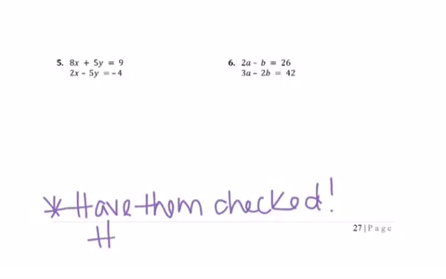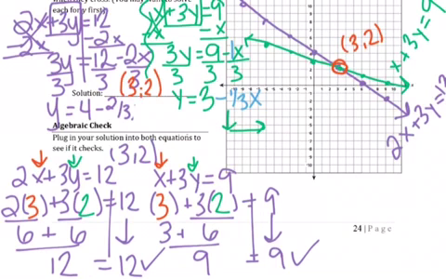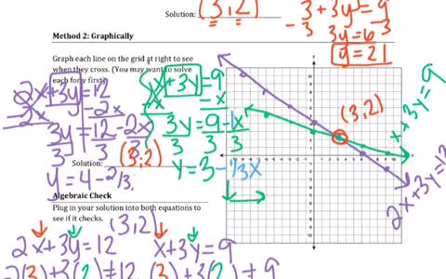Your homework is page 38. Not being able to graph them is not an excuse. You are going to go back into your notes and you're going to look here for how we graphed those 2 equations even though they're in standard form to begin with. Okay, enjoy!